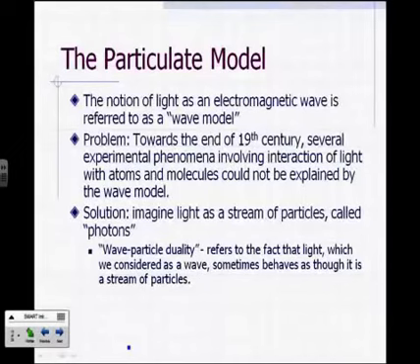In some instances, you can explain its behavior by thinking of it as a wave. In some instances, it's best to think of it as a stream of particles. We now refer to these particles as photons. So we say light has a dual nature. This phenomenon is known as wave-particle duality. The term refers to the fact that light, which we traditionally thought of as a wave, sometimes behaves as though it's a stream of particles.